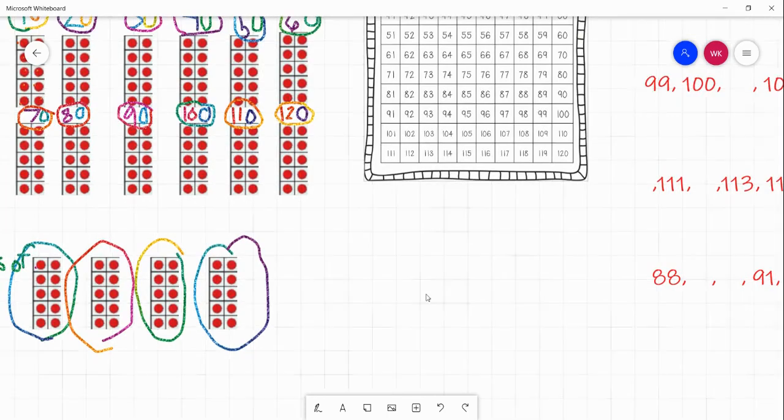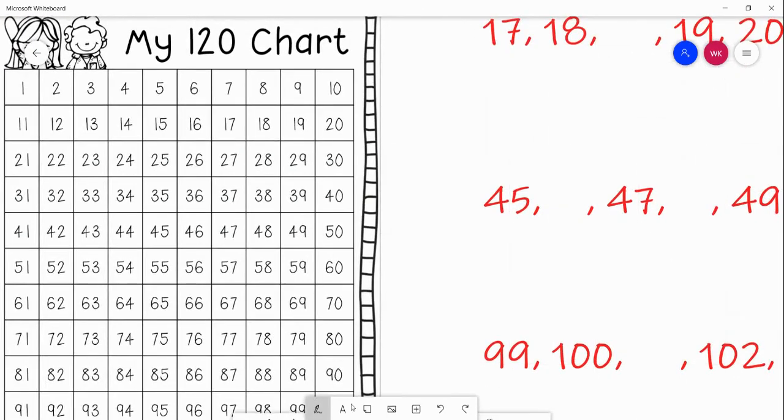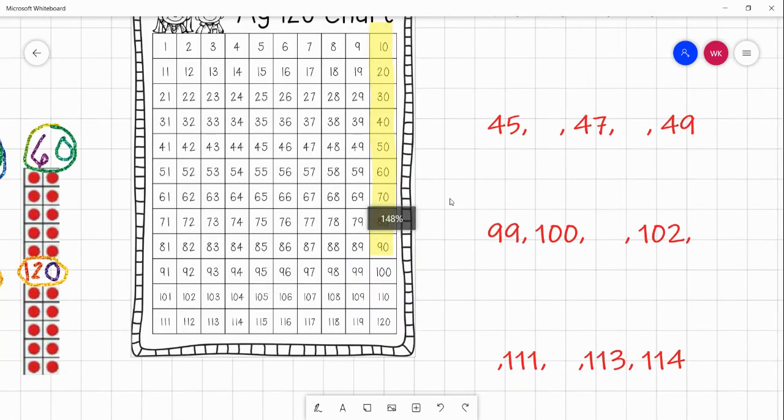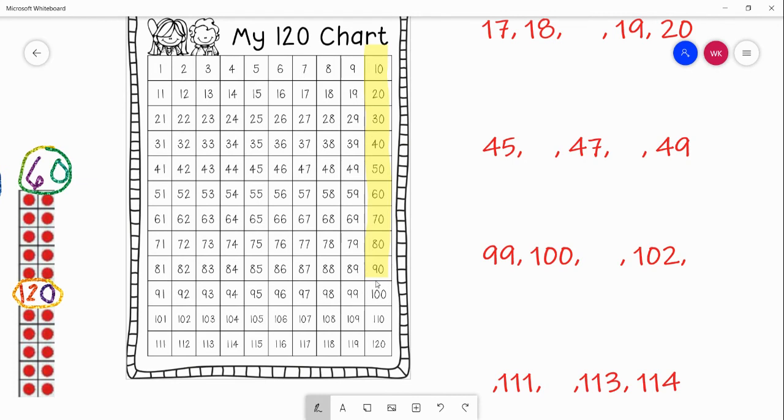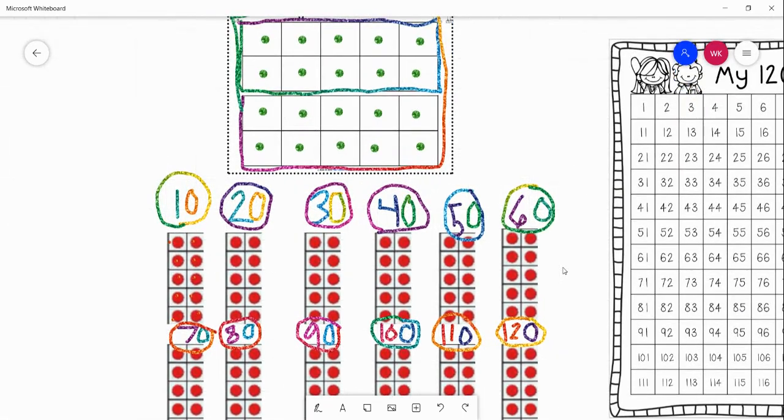So I want you guys to look at our hundreds chart too. I just want to show you right here on the side. So right here, we have 10, 20, 30, 40, 50, 60, 70, 80, 90. Let me back it up a little. And then we have 100, 110, 120. So those are counting by tens. So remember, all you have to think in your head is, what is 5 groups of 10?